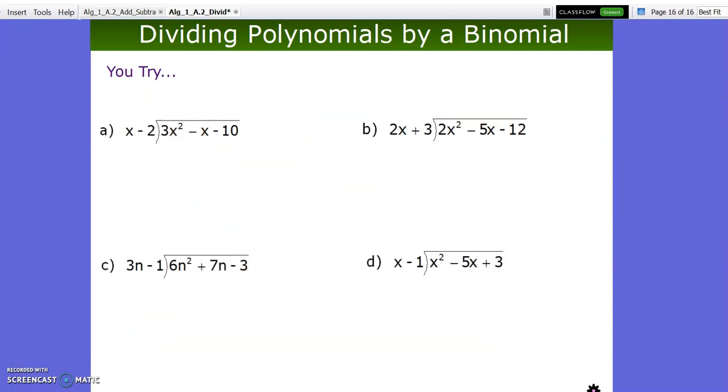All right, why don't you go ahead and try dividing with your polynomials. I'll put your answer key up here so you can self-check.